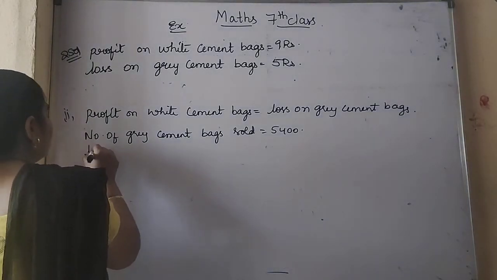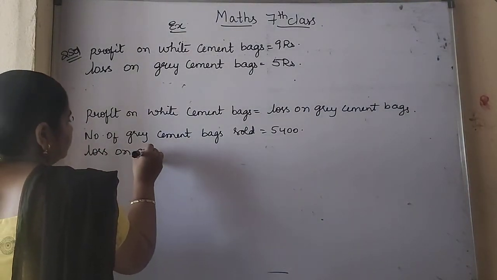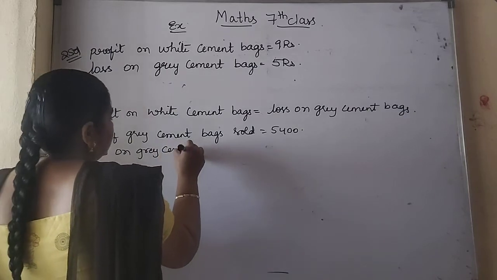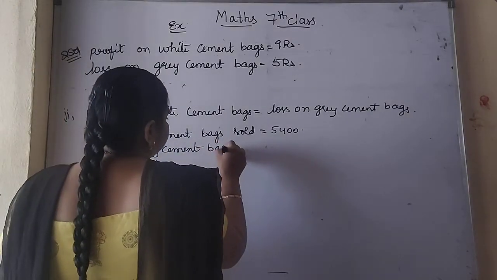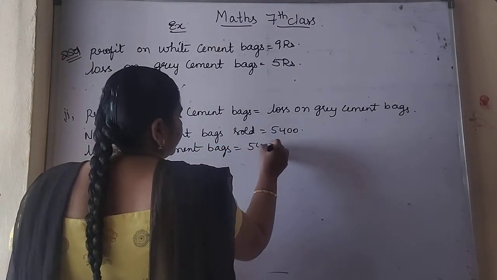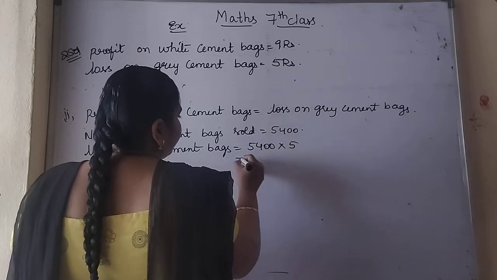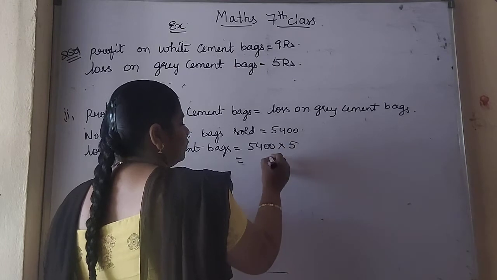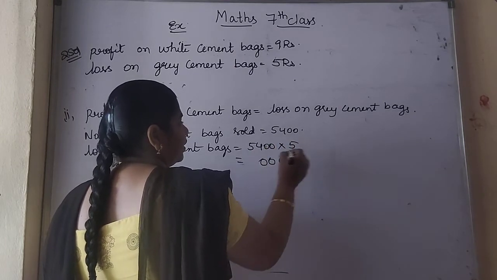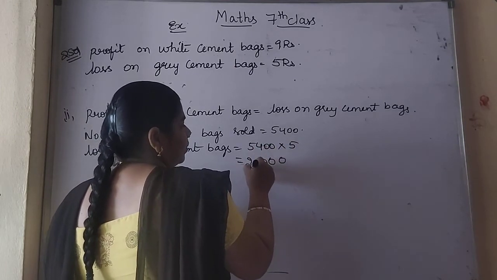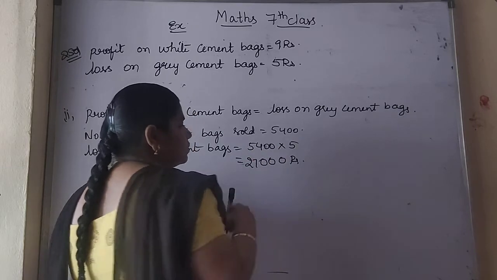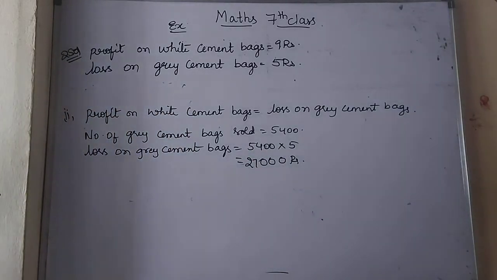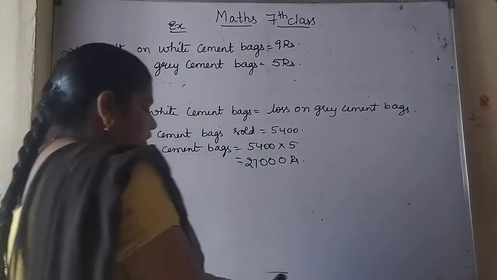So loss on grey cement bags will be equal to 54,000 into 5. If you multiply this, 5 zeros are 0, 5 zeros are 0, 5 fours are 20, 5 fives are 25, that will be 27,000 rupees. So they are getting a loss of 27,000 rupees.